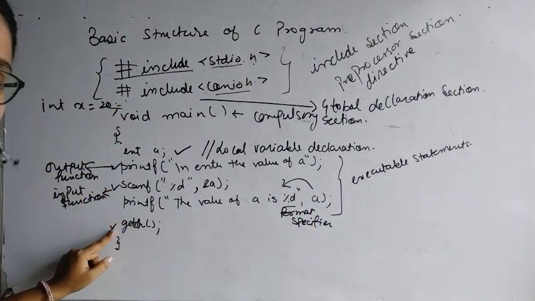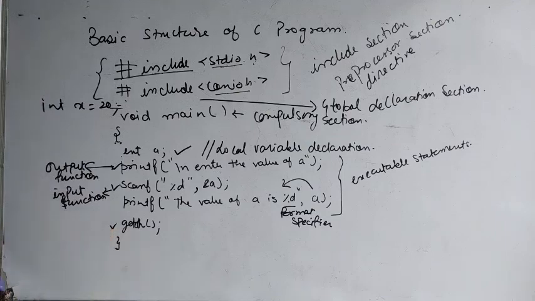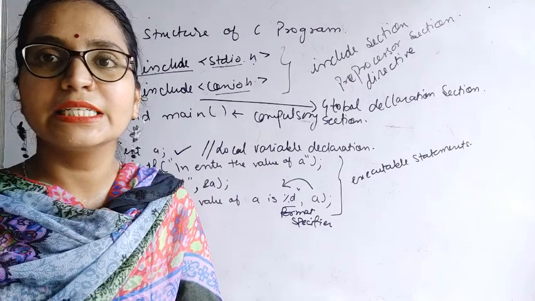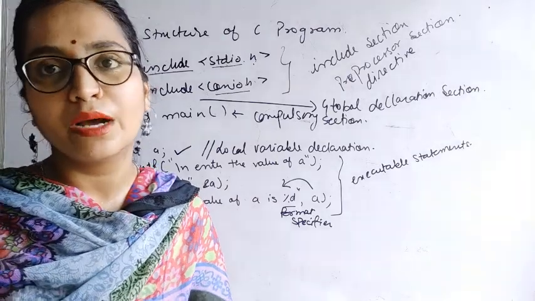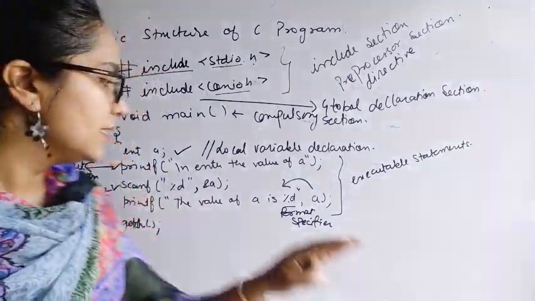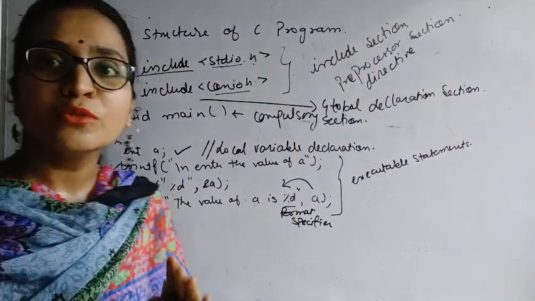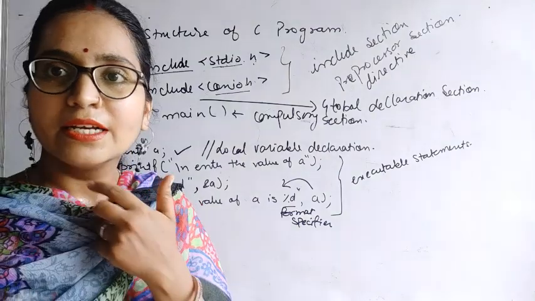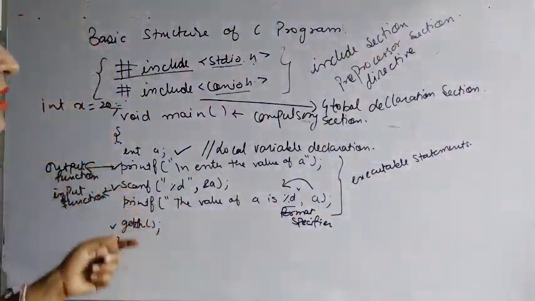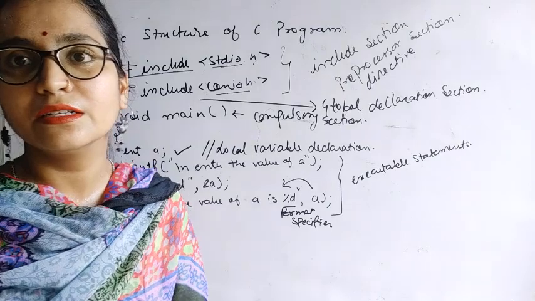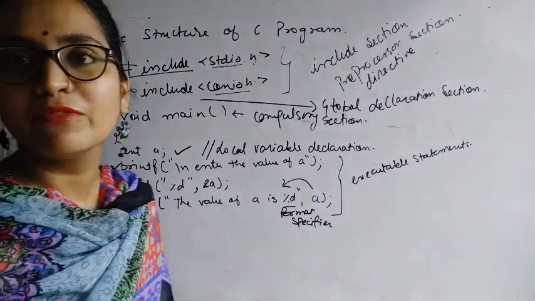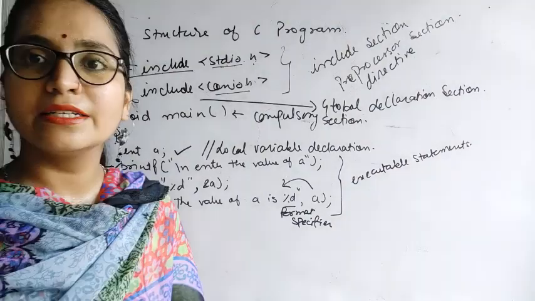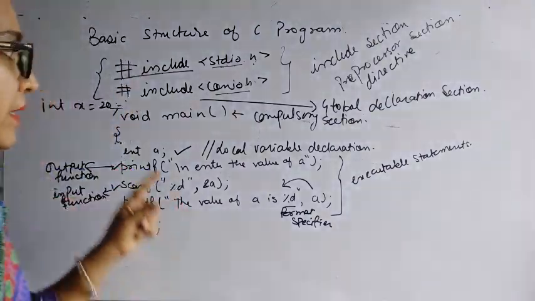Next is the getch statement. Getch is used to hold your screen for some time so that you can execute your program and see the output. What is the output of your program? If you want to hold your screen, then we will use getch. You should try your program both without getch and with getch. Then you will get to know the difference between our program with getch and without getch. So this is a closing curly brace, the end of our main program.